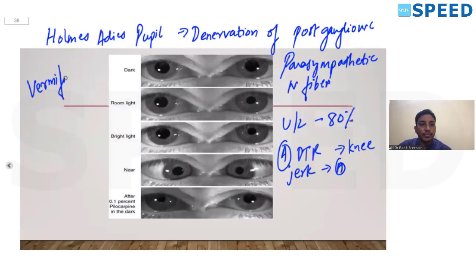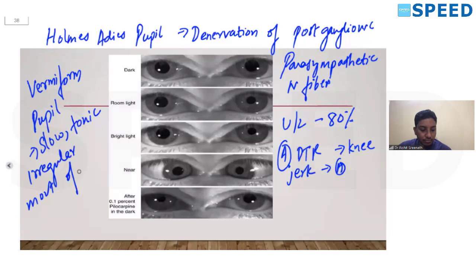What is vermiform pupil? Because of the sluggish, irregular, slow, tonic movement of the pupil, it is also known as a vermiform pupil. So this is the Adès pupil. So remember, both the light and the accommodation reflex are slow in these patients. That's hence the name vermiform pupil.